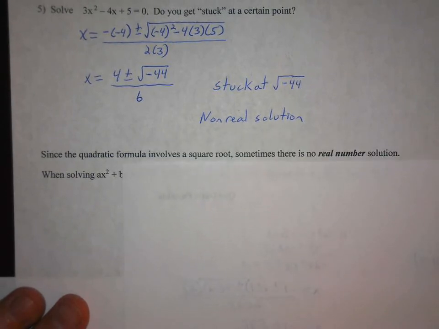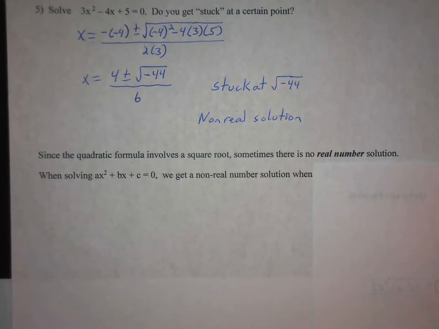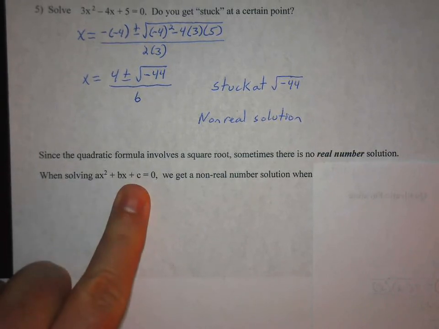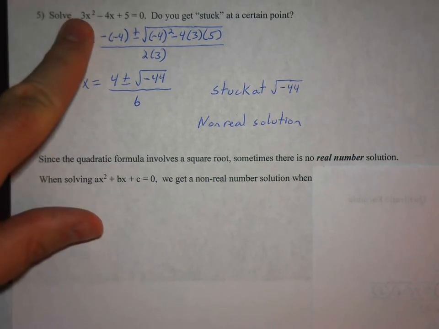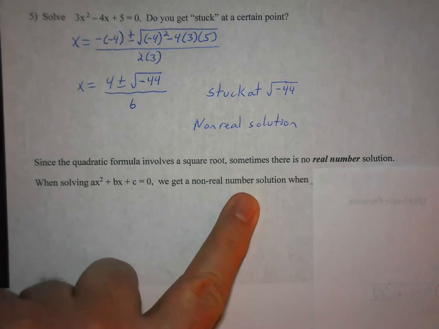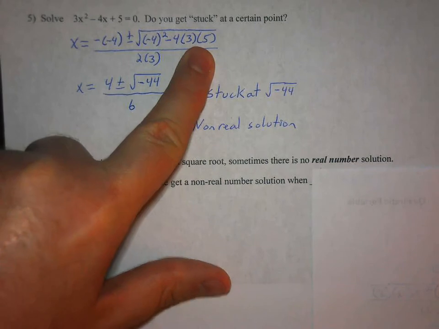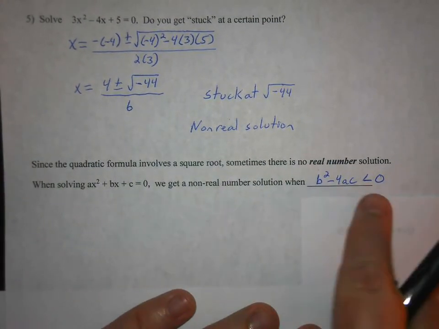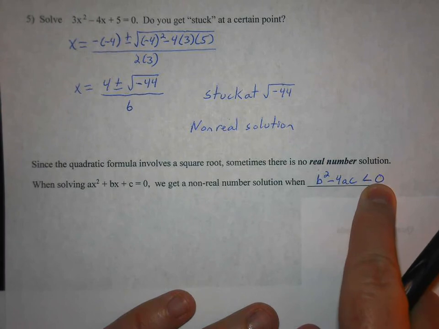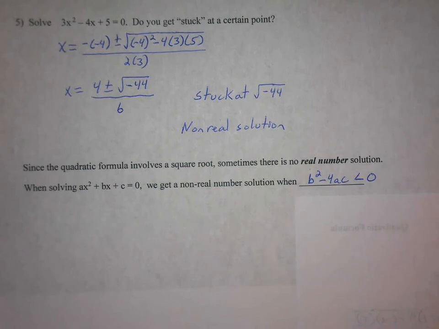Okay, so since the quadratic formula involves a square root, sometimes there is no real number solution. So when solving ax squared plus bx plus c equals 0, just like we did up here, we get a non-real number solution when what? Well, the issue came when we did the square root of b squared minus 4ac. If that's a negative number, or less than 0, we have a problem. So if b squared minus 4ac is less than 0, then we're going to get a non-real solution for our quadratic equation.